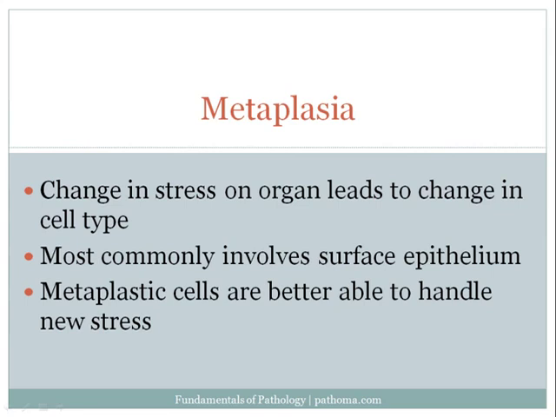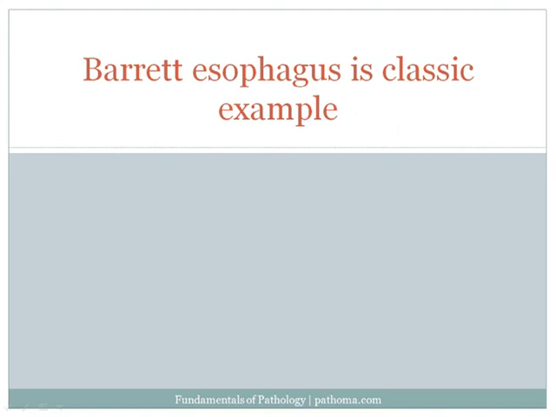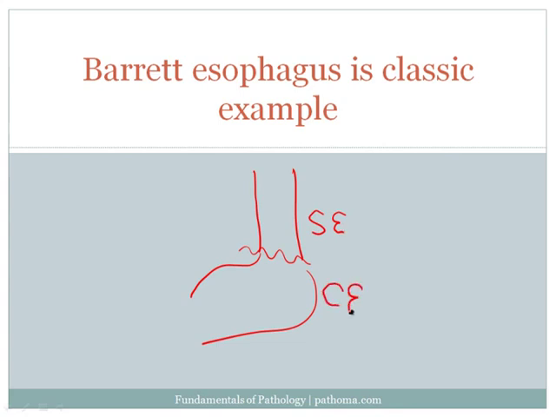And let's maybe highlight some of this with a simple example, which is Barrett's esophagus. Now, what is Barrett's esophagus? So let's go back and remind ourselves. The esophagus is lined by squamous epithelium, and recall that there is a very sharp demarcation between the esophagus and the underlying stomach. And the stomach, instead of being lined by squamous epithelium, is lined by columnar epithelium. So again, esophagus is lined by squamous epithelium, and the stomach is lined by columnar epithelium.